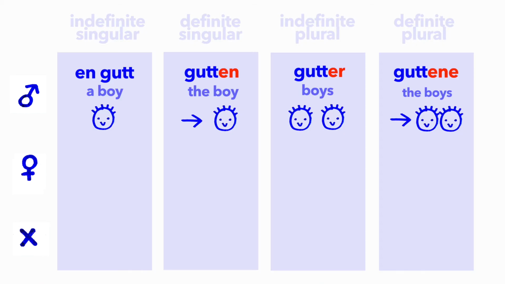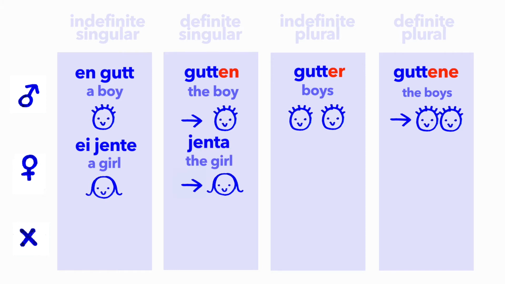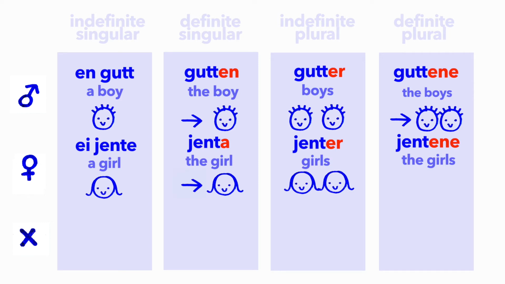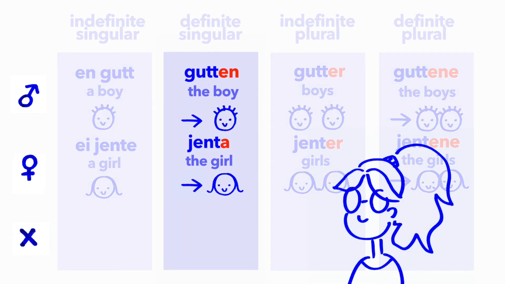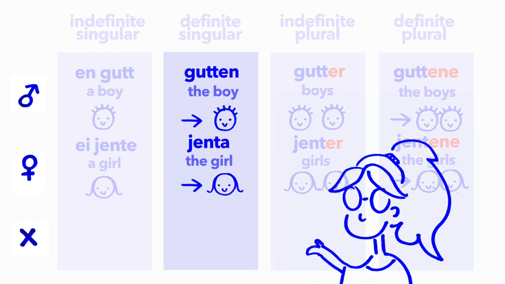Okay, for hunnkjønn, we have ei jente, a girl. If you're talking about a particular girl, it becomes jenta. You attach a at the end of the word. If you're talking about more than one girl, you say jenter, girls. Like hankjønn, you attach er at the end of the word. Similarly, you add ene at the end when you're talking about some girls in particular. You say jentene, the girls. Looks like the big difference between these two is only the definite form.